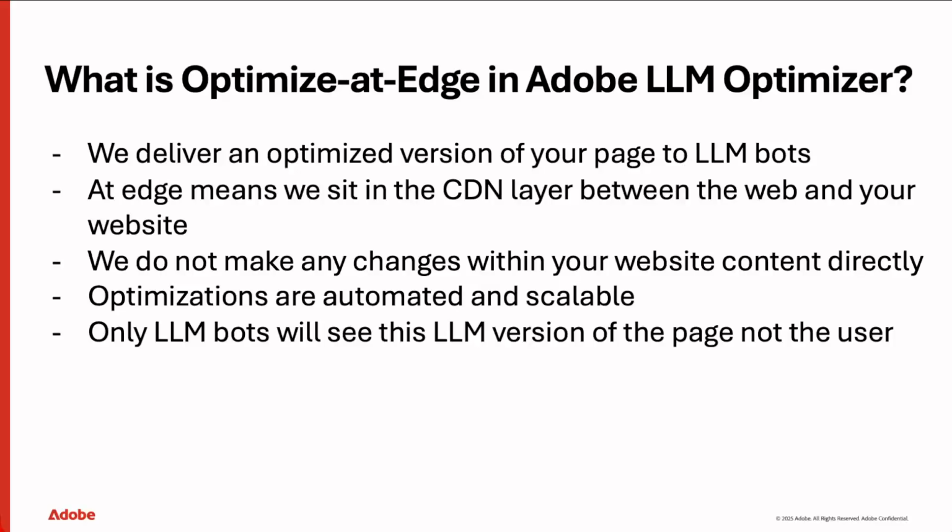What is optimized at the edge in Adobe LLM Optimizer? We deliver an optimized version of your page to the LLM bots. At the edge means that we sit in the CDN layer between the web and your website. So when an LLM bot comes to your website, they actually get redirected to a pre-rendered version of the HTML.